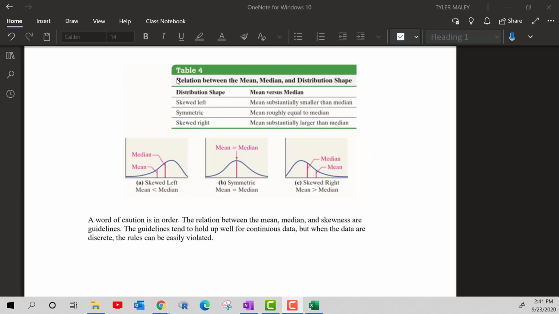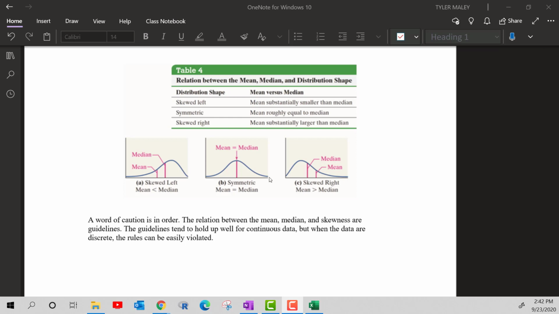All right, if we look down on the notes a little bit, we have this nice table that shows the relationship between mean, median, and the distribution shape. In words, when we have something that's skewed left, the mean is going to be substantially smaller than the median. If it's symmetric, the mean is going to be roughly equal to the median. And when you have a skewed right distribution, the mean is going to be substantially larger than the median. We also have some pictures here if you're more of a visual learner. For symmetric, the mean and median are about the same. For skewed left, the mean is pulled left, so it's to the left of the median. And for skewed right, the mean is pulled right, so the mean is to the right of the median.